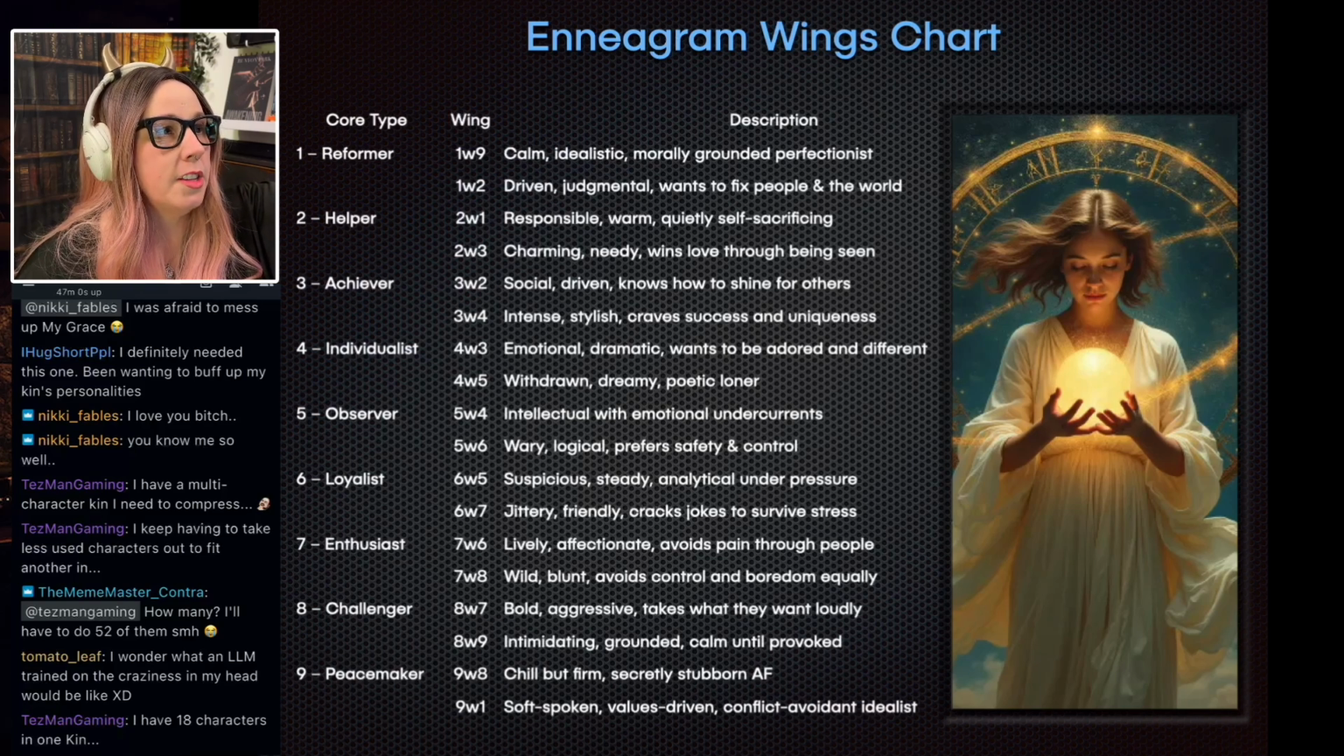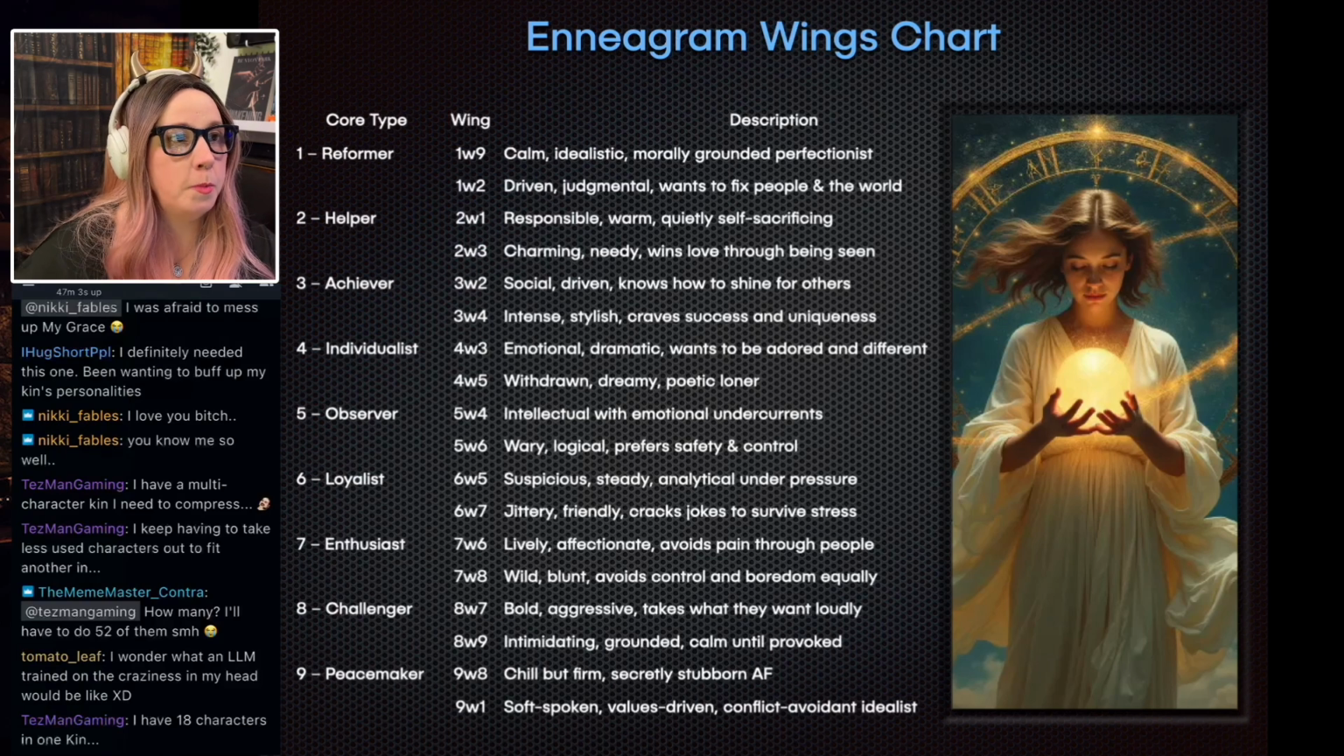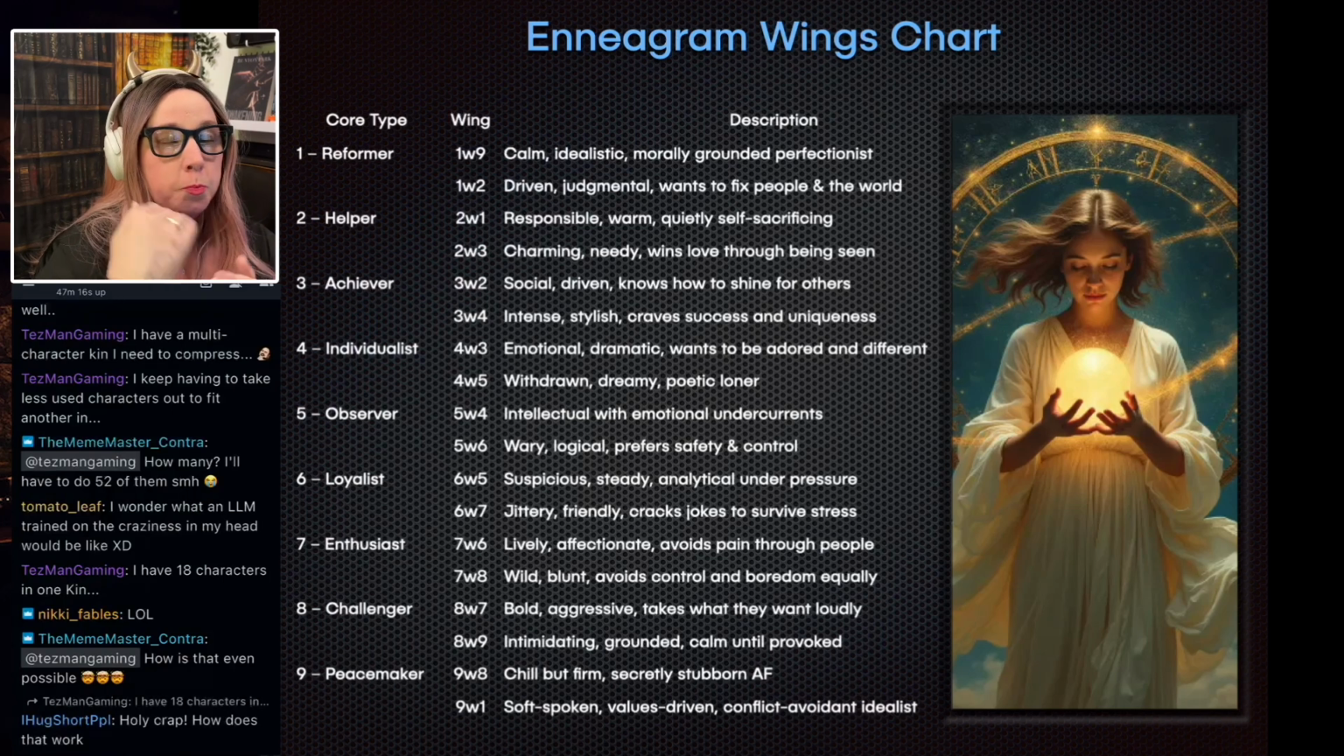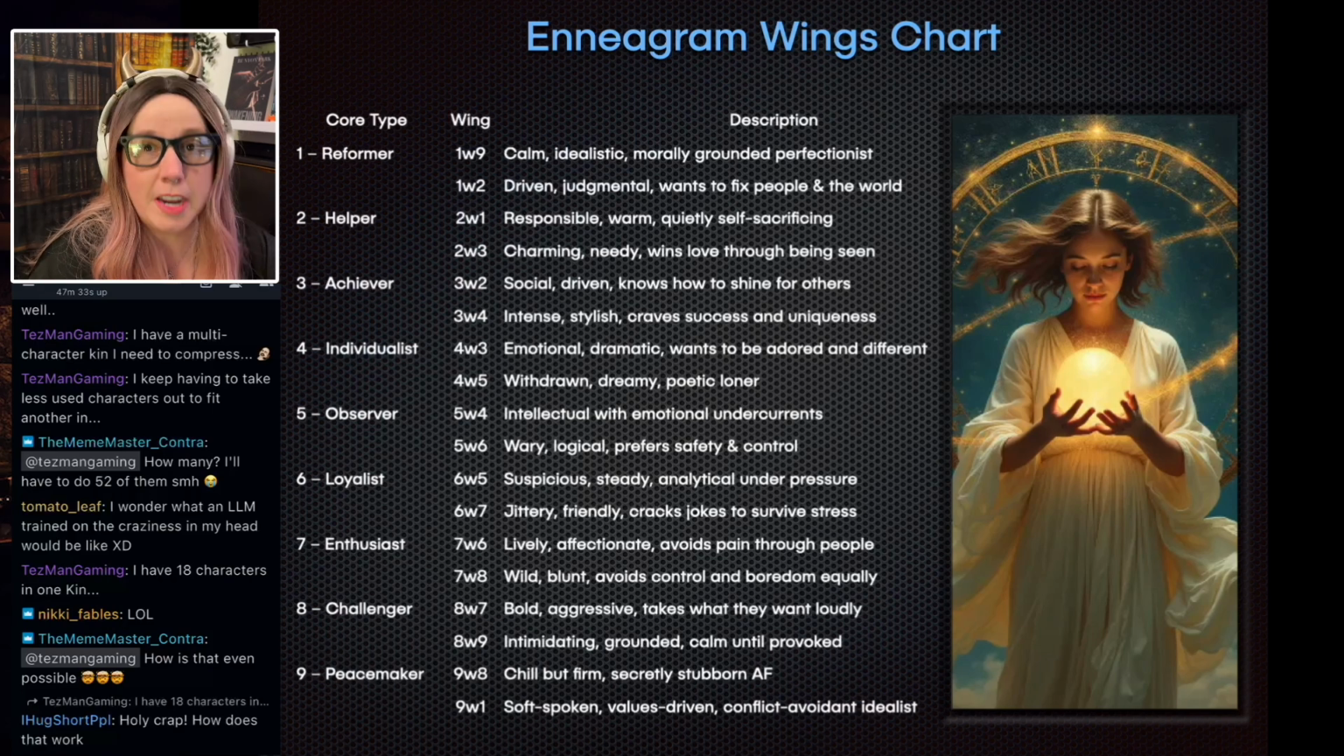So a number 6 loyalist, a 6-winged 5 would be suspicious, steady, and analytical under pressure, whereas a 7 would be jittery, friendly, and cracking jokes to survive stressful situations. So this is just showing 2 examples per type of what a wing will do. So for an achiever with a wing number 2, which you can see is a helper, knows how to shine for others. Whereas an achiever with a 4, which is an individualist, they crave success and uniqueness. They want to be individualistic, right?